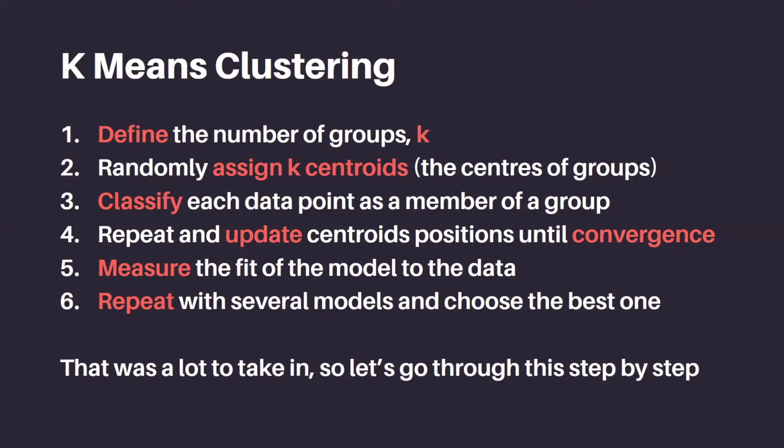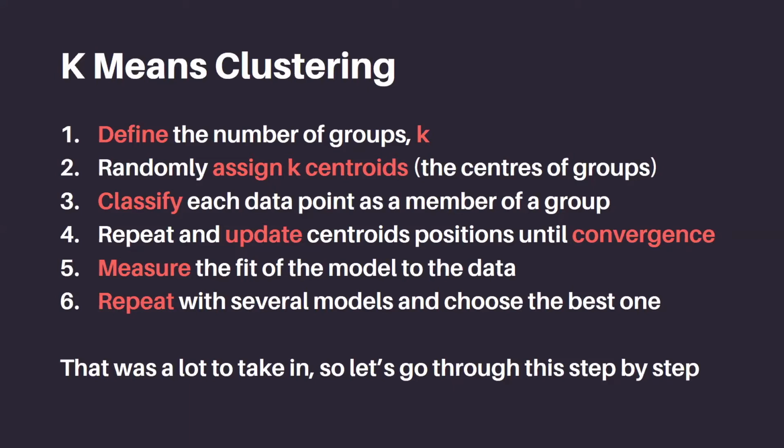Then 3, we'll classify each data point as a member of a certain group. Then we'll update the centroids based on the mean values or mean positions of the groups. And we'll keep updating these centroids until they don't change anymore, or they converge. Then we'll measure how well this model has fit the data. And then we'll repeat this whole process however many times we want with different models using the same k. And we'll choose the model that ended up with the best fit to the data.